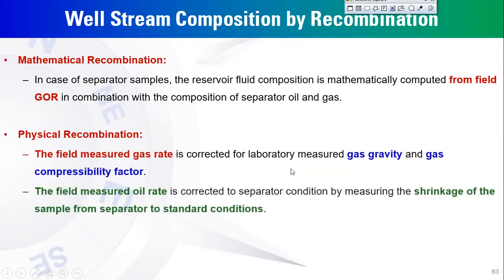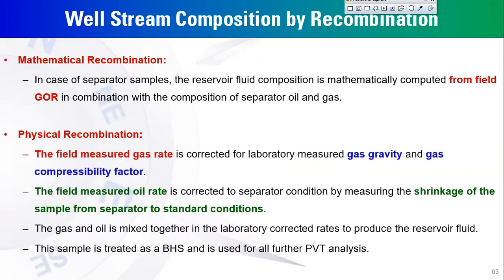In the compositional measurements, we have the mathematical or physical recombination. For the mathematical recombination, we have the average gas oil ratio from the field production data. But for physical recombination, we must have field-measured gas and oil rates, and we must correct them using gas gravity and the compressibility factor. For the oil phase, we have to have the shrinkage factor of the oil.